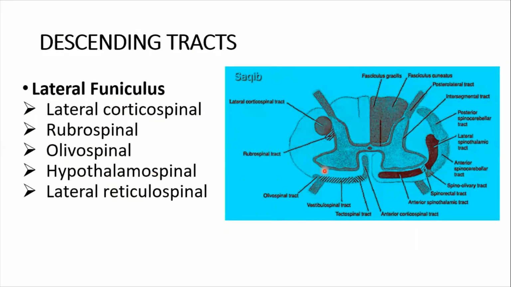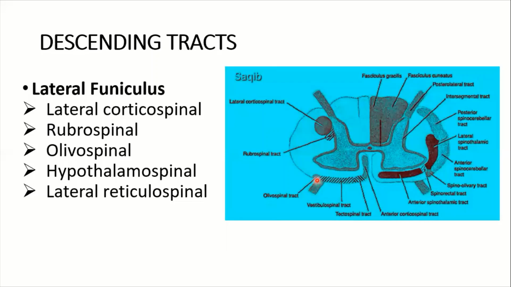And the lateral corticospinal tract and the other descending tracts in the lateral funiculus. Very important tracts are present there, and you should focus on them. These are labeled over here. First of all is the lateral corticospinal tract, right? This is the lateral corticospinal tract. Then is the rubrospinal tract. Here it is, the rubrospinal tract. Then is the olivospinal tract, right?